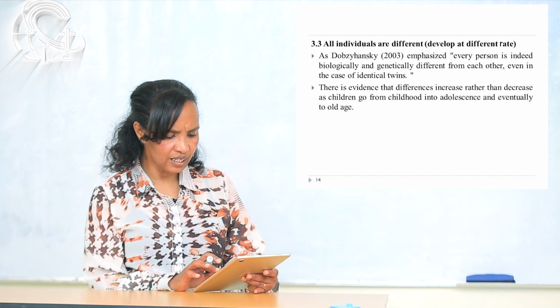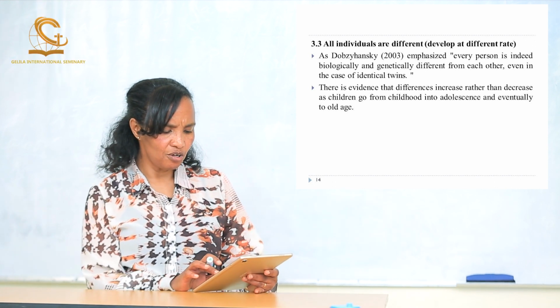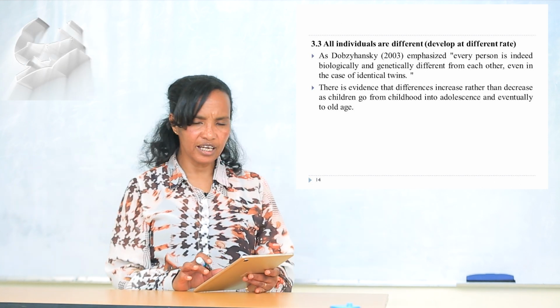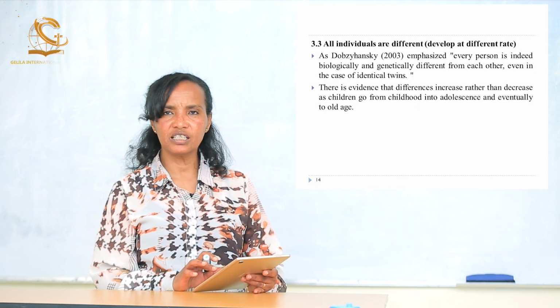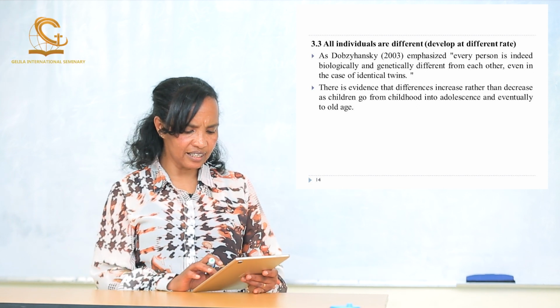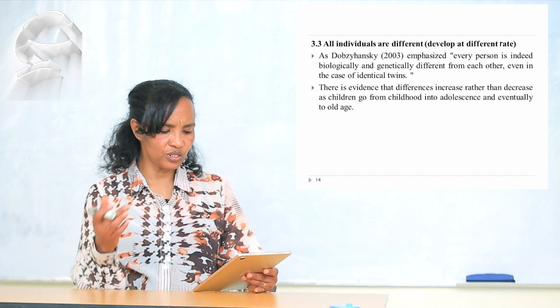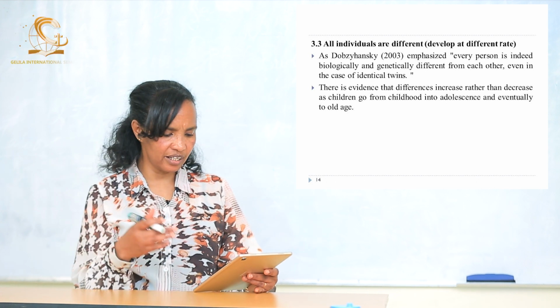As Dovesky 2003 emphasized, every person is indeed biologically and genetically different from each other, even in the case of identical twins. There is evidence that differences increase rather than decrease as children go from childhood into adolescence and eventually to old age. So the difference increases as the age increases.